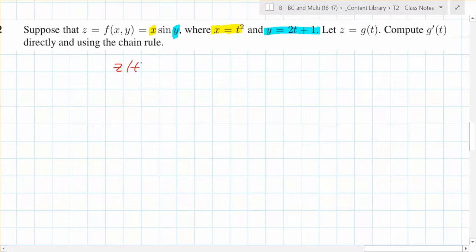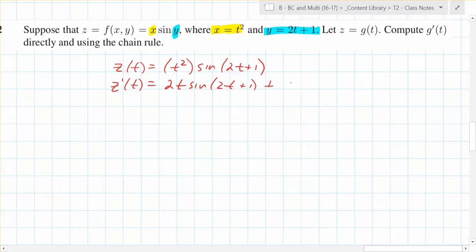So what is z of t in this case? What is z of t? t squared sine of what? 2t plus 1. Now, is that something you could take the derivative of? Yeah, what rule do you use? What's the overall rule? So the derivative of the first times the second plus the first times the derivative of the second. Are you okay with that?